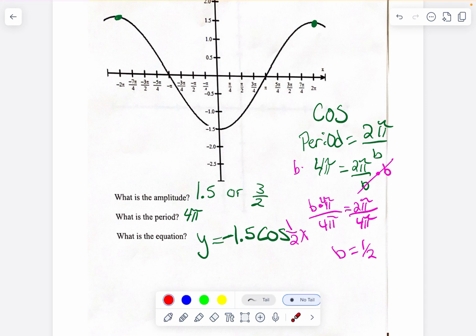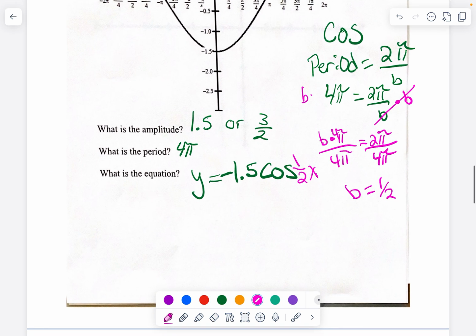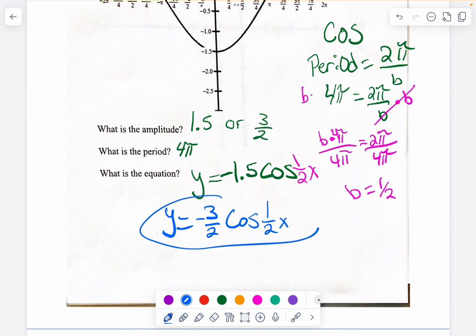However, like I just barely said a few seconds ago, I don't like using decimals and fractions, so I'm going to rewrite this so that it's consistent. We're going to say y equals negative 3 over 2 cosine 1/2 x, just so that it's consistent with fractions and decimals. So that's really the first half of sine and cosine.